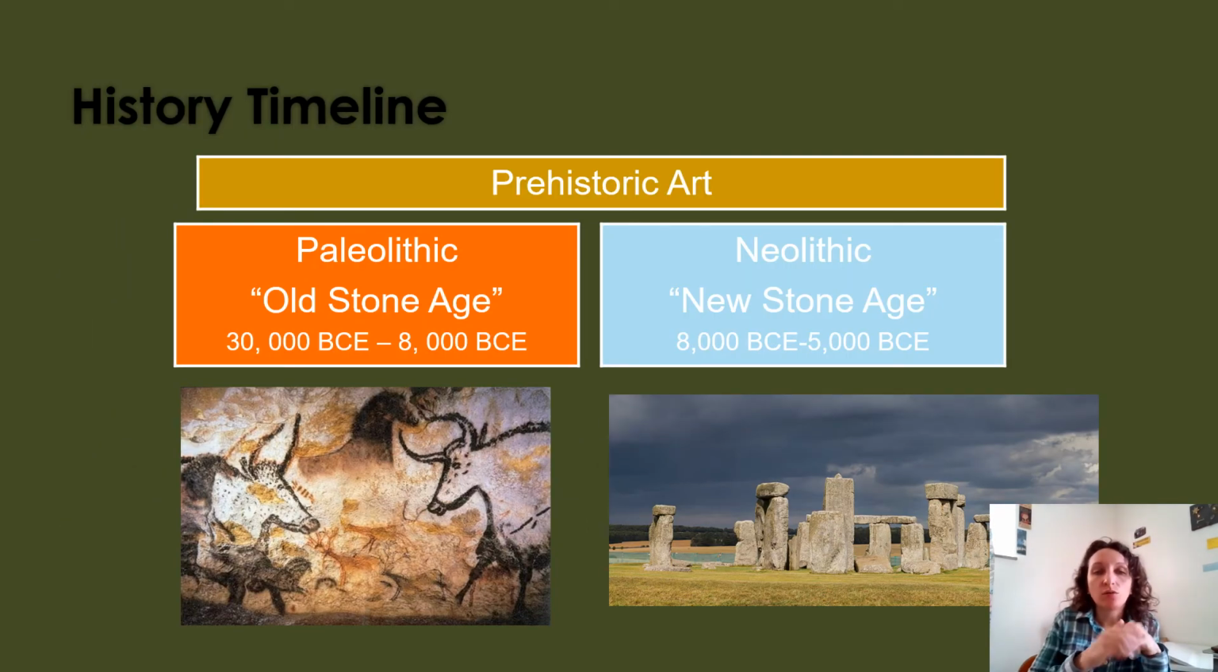All right, so here's a nice little graphic which shows the bulls of the Hall of the Bulls in Lascaux Cave, and then Stonehenge. So, the difference between Paleolithic and Neolithic.